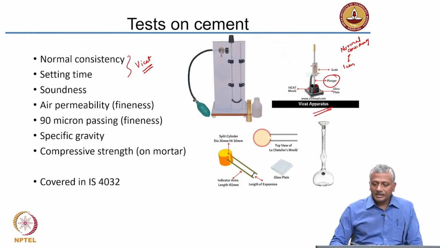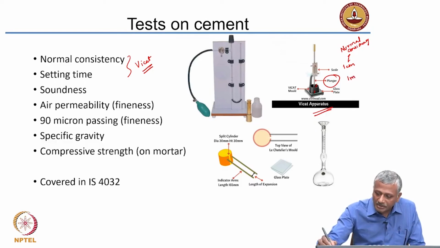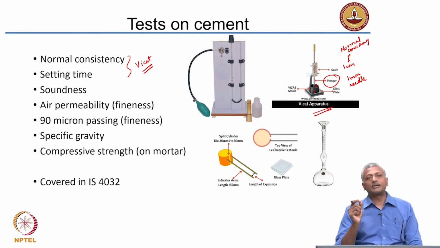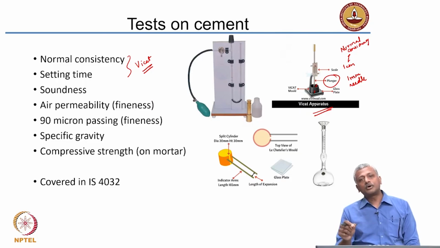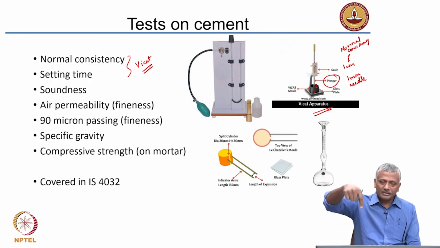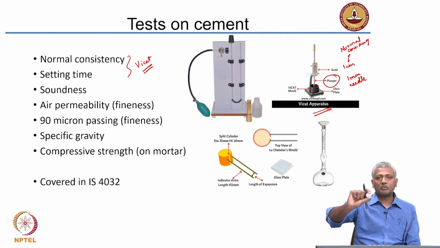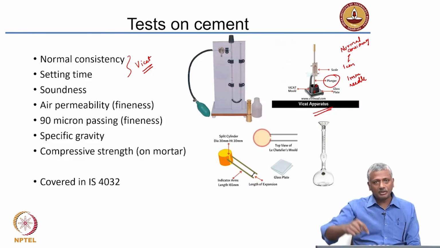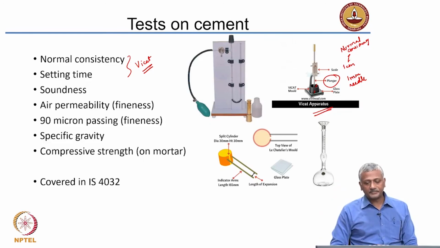Now for the initial setting, we use a penetrating needle which is 1 millimeter in diameter. For consistency, we use a plunger of 1 centimeter. For setting time, we use 1 millimeter. And this 1 millimeter needle basically penetrates the cement paste up to a distance of 5 to 7 millimeters from the bottom. That's called initial set. And the point at which it does not penetrate the top at all, that's called final set.